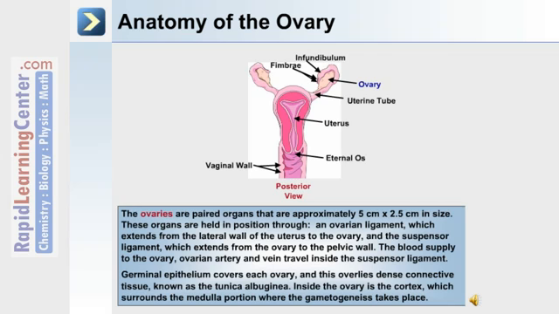The blood supply to the ovary, the ovarian artery and vein, travel inside the suspensor ligament. Germinal epithelium covers each ovary, and this overlies dense connective tissue known as the tunica albuginea. Inside the ovary is a cortex, which surrounds the medulla portion where the gametogenesis takes place.